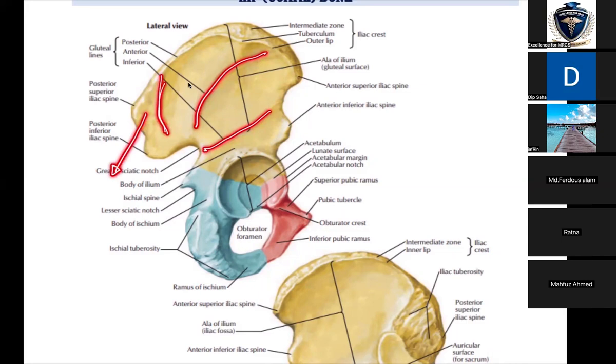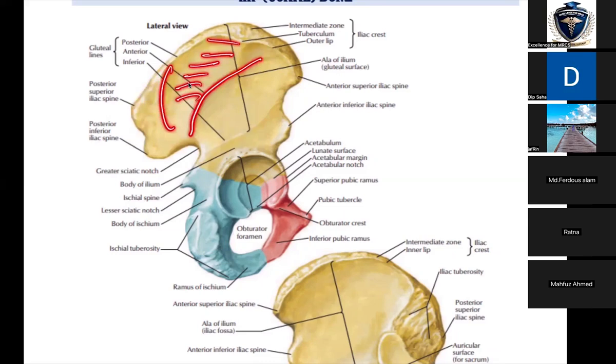The gluteus maximus originates from behind the posterior gluteal line. From where does the gluteus maximus originate? Behind the posterior gluteal line, that means the posterior ilium. This is the posterior gluteal line, and behind it is the gluteus maximus.